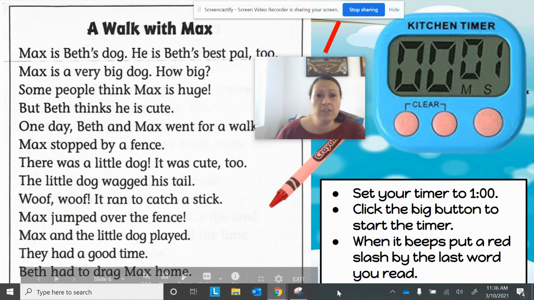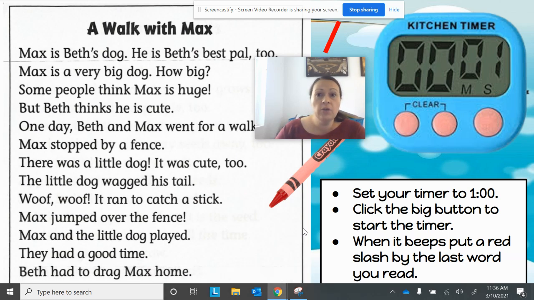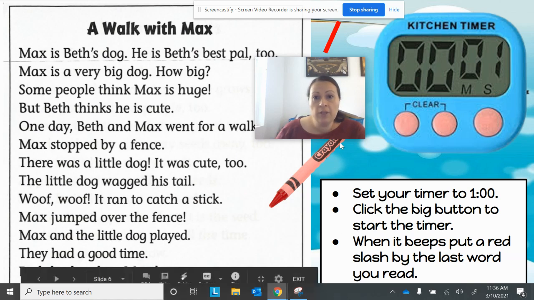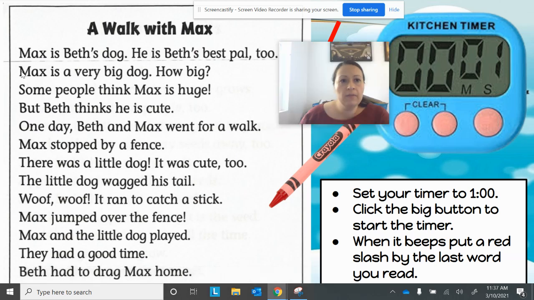All right, boys and girls, here's what I need you to do. This first time, I just want you to watch me do my fluency practice, okay, boys and girls? So I will be doing this fluency practice by myself, okay? You don't need to grab anything yet. Watch me practice reading this without a timer on. A walk with Max. Let me move myself over there.